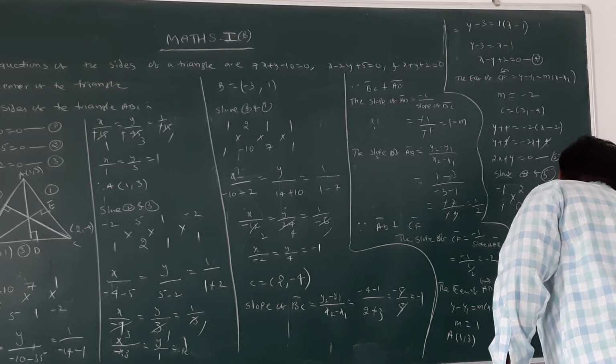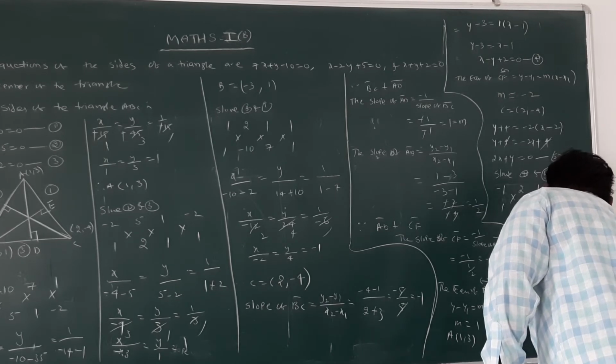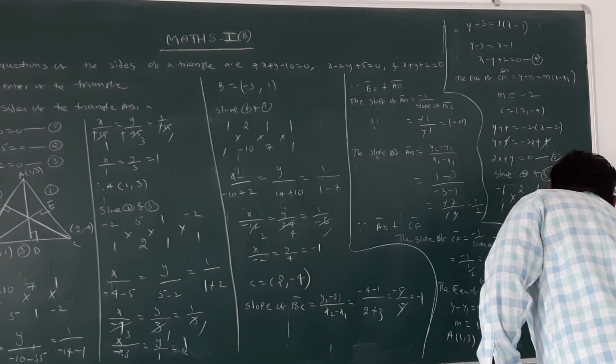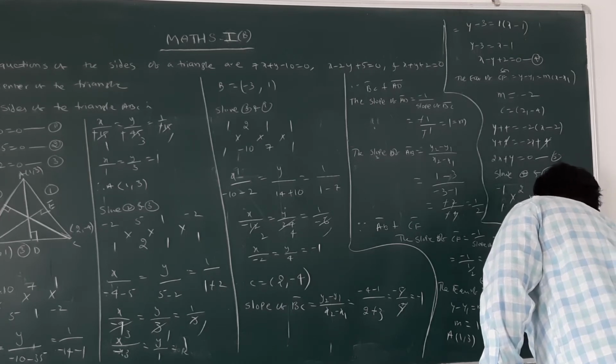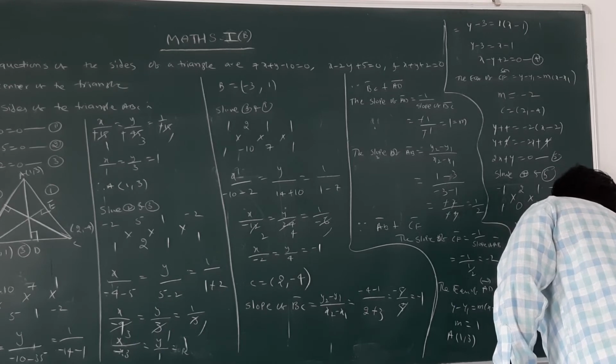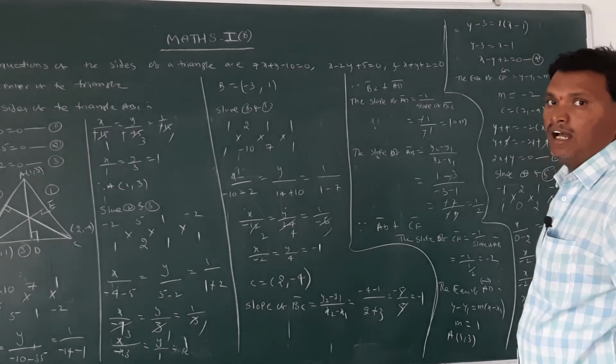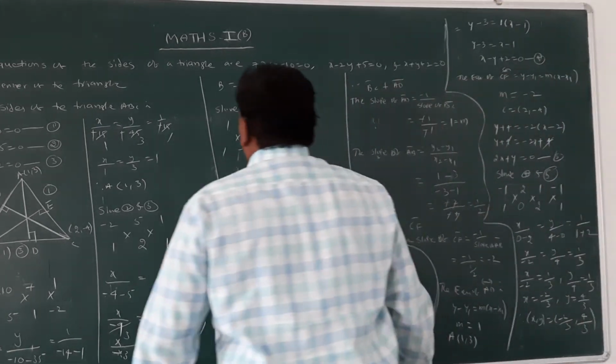y by 4 is equal to 1 by 3. x is equal to -2 by 3. y is equal to 4 by 3. Therefore, (x, y) is equal to (-2/3, 4/3), which is the orthocenter of the triangle.